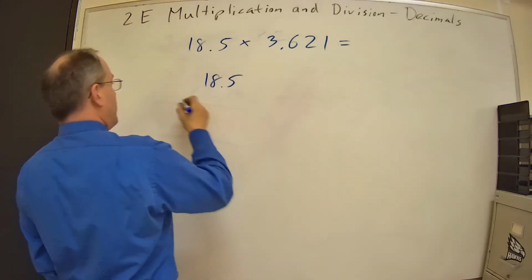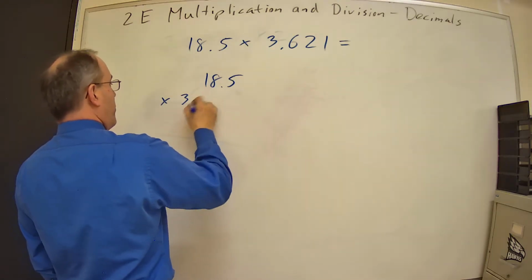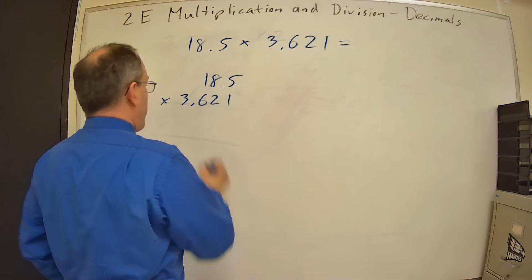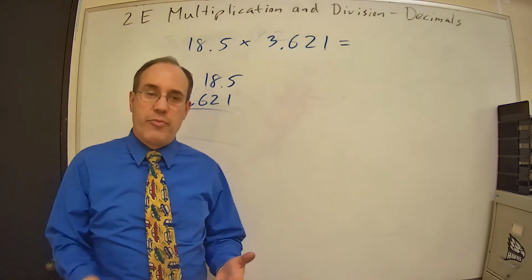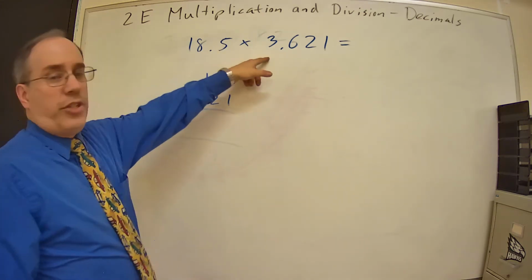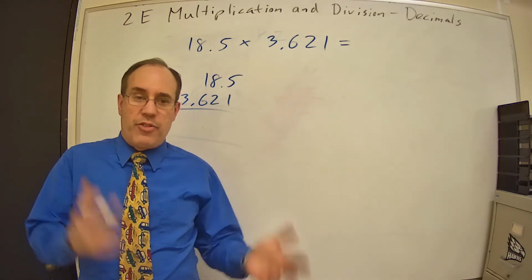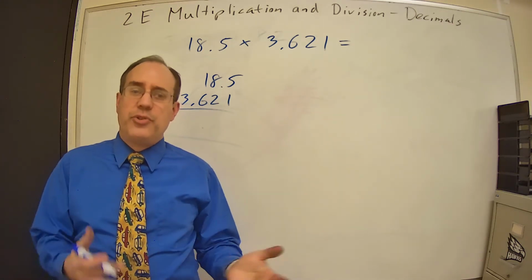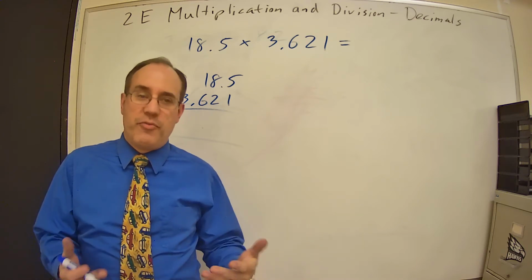18.5 times 3.621. Now, I'm going to point out something here that I did not point out with our standard multiplication, and that is, in multiplication, the order that you multiply in doesn't matter. 3 times 2 is 6, 2 times 3 is 6. That's called the commutative property of multiplication.